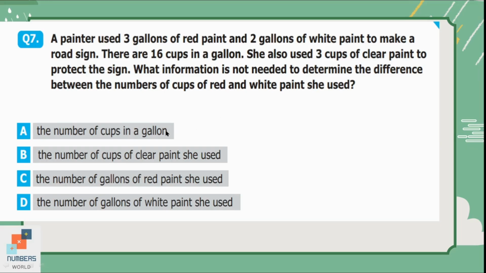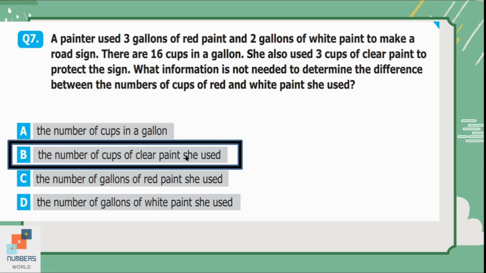It is important information because we should know the total capacity of a gallon. Then option B is the number of cups of clear paint she used. Option C is the number of gallons of red paint she used. The last option is the number of gallons of white paint she used. As our interest is in finding the difference between the numbers of cups of red and white paint she used, we should know the amount of red and white paints. So option B is extra information that is not needed to calculate the difference. So option B is the answer over here.